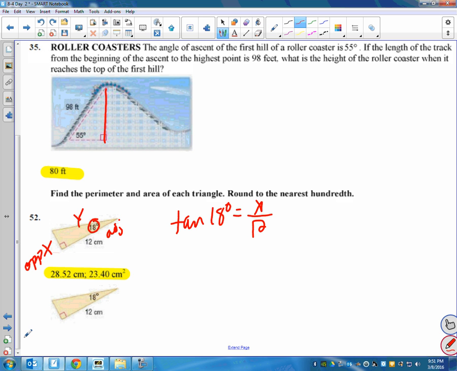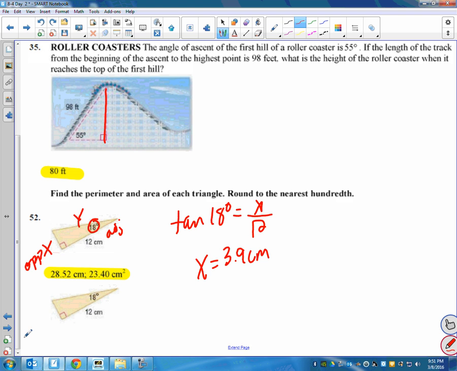And I need to get a calculator. So let's see here. Tangent of 18 degrees, and I'm going to multiply by 12, and I'm going to go just one decimal here, 3.9 I got. So I got x equals 3.9 centimeters.